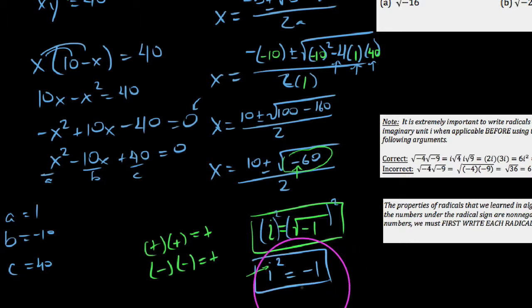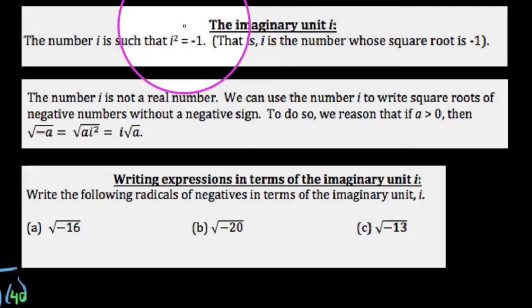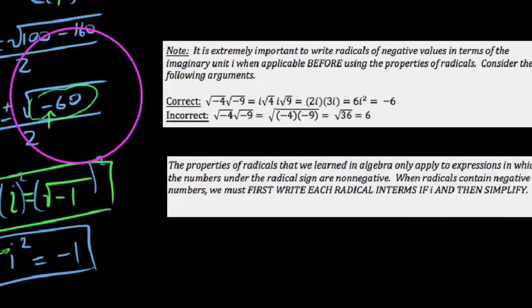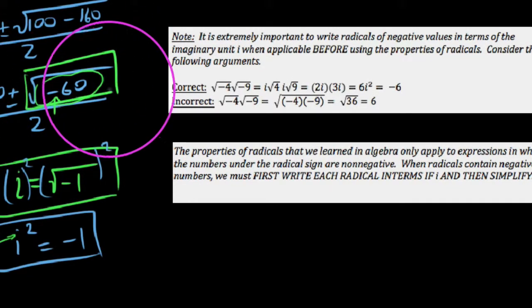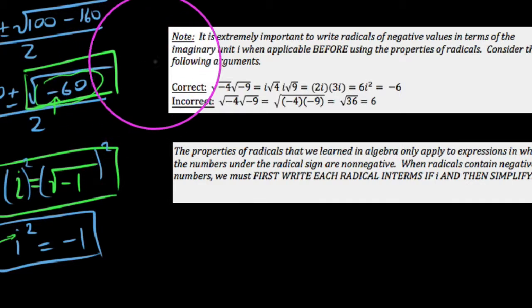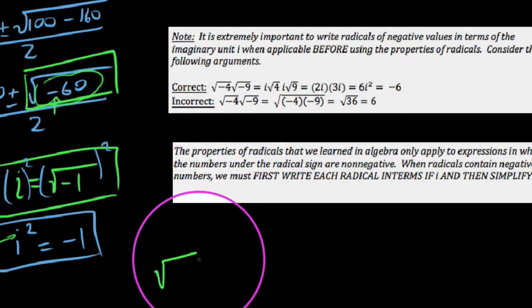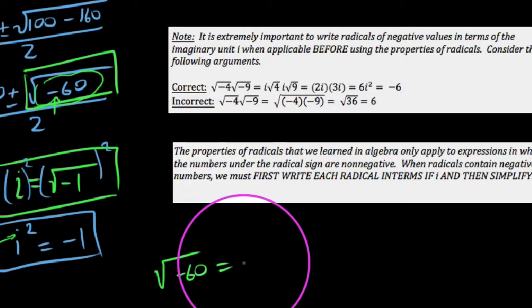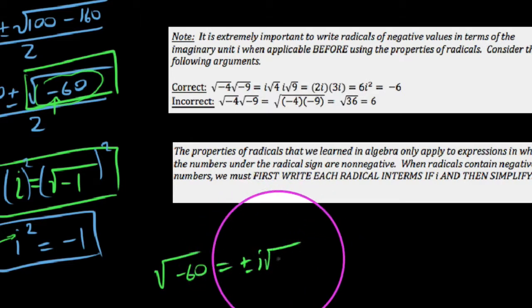So the reason why this is beneficial here, we can take a trip up here in the top right. We say the number i is such that i squared equals -1. It's the only number that when you square it, you get a negative result. We could say i is a number whose square is -1. The reason why that's beneficial is because we could have rewritten the square root of -60 as plus or minus i out front times the square root of positive 60. And let me tell you why.